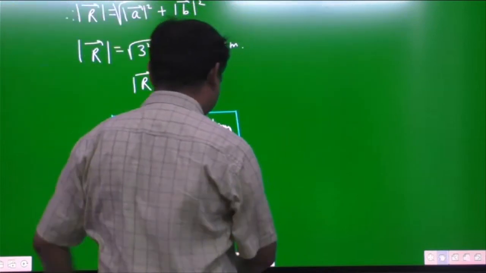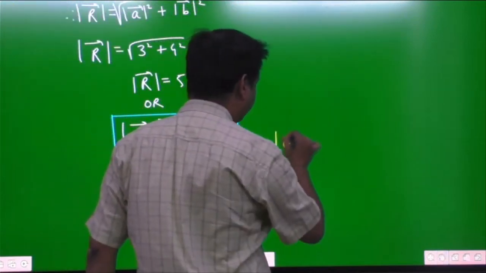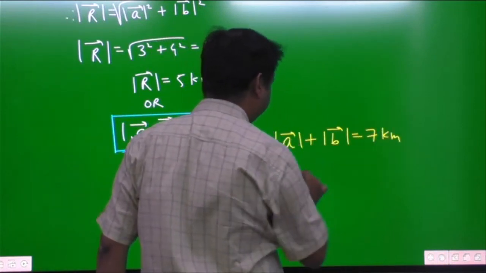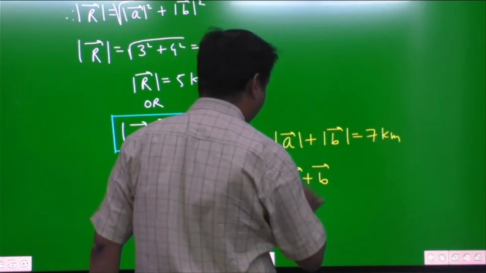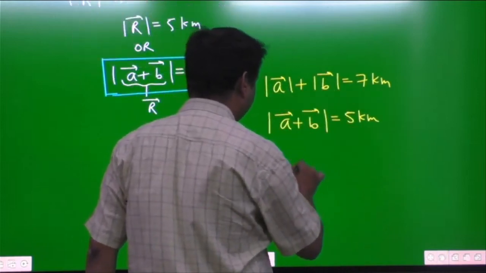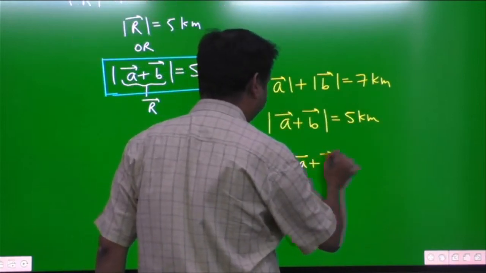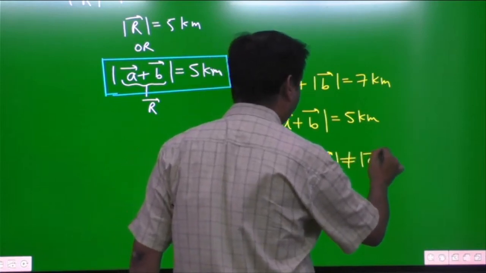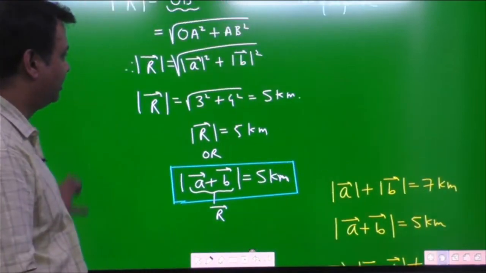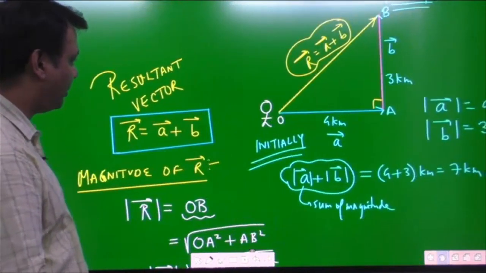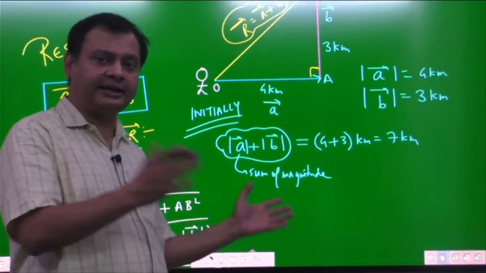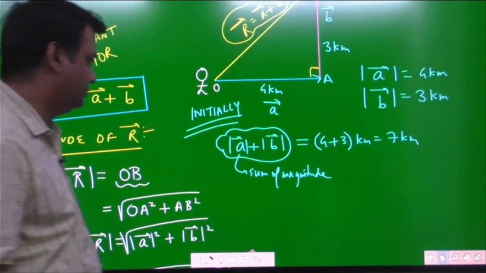When we were simply adding the magnitudes of the vectors, it came to be 7 kilometer. And when we add the vectors and then take the magnitude, it came to be 5 kilometer. So you can see the modulus of A plus B is not the same as the modulus of A plus the modulus of B. Got it? They have different meanings. I guess you must be clear now about the difference between adding the magnitudes of the vectors and adding the vectors, then taking the magnitude.